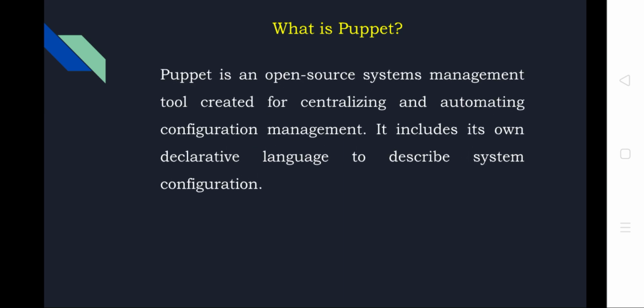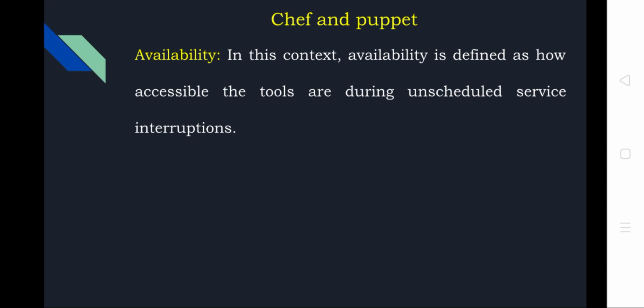Puppet is an open source system management tool created for centralizing and automating configuration management. It includes its own declarative language to describe the system configuration. So it is also a tool which helps to centralize and automate configuration management. Both are tools in configuration management, and we have some qualities of these tools.